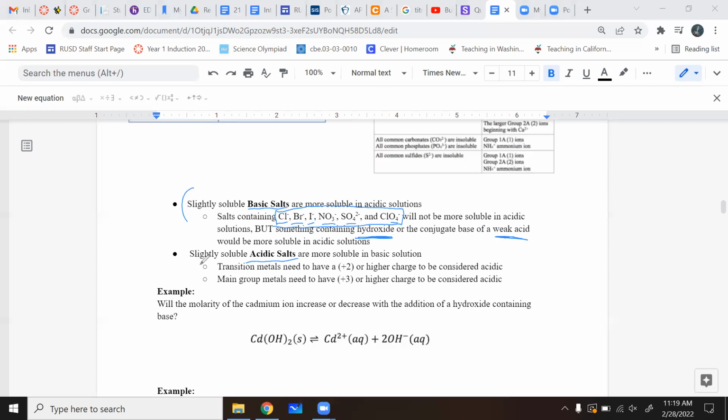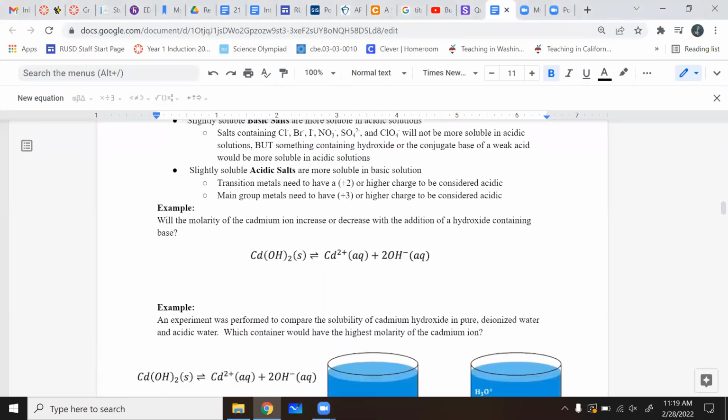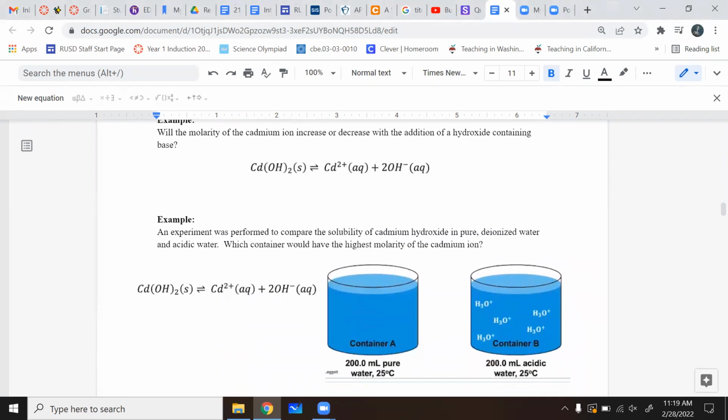If something is an acidic salt, it needs to have a transition metal that has a charge of +2 or higher, or a main group metal that has a charge of +3 or higher. So let's take a look at an example here. Will the molarity of the cadmium ion increase or decrease with the addition of a hydroxide containing base?